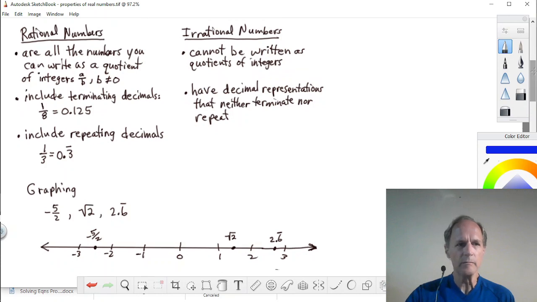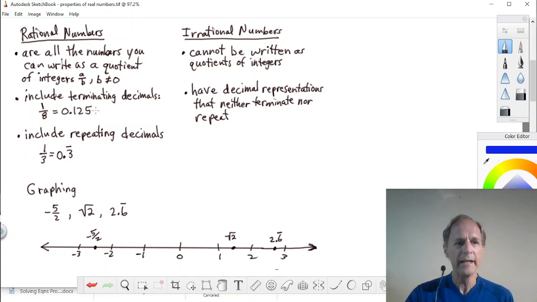So here's just some more information to sort of clarify the difference between rational numbers and irrational numbers. Rational numbers are all the numbers you can write as a quotient of integers. A over B, where B is not equal to 0. Okay, the denominator can't be 0.